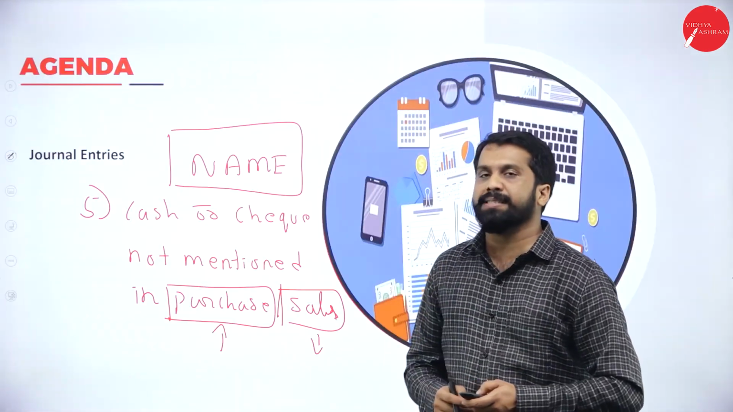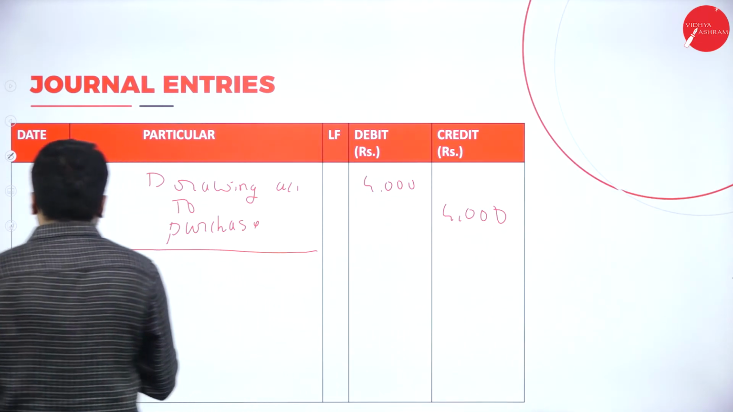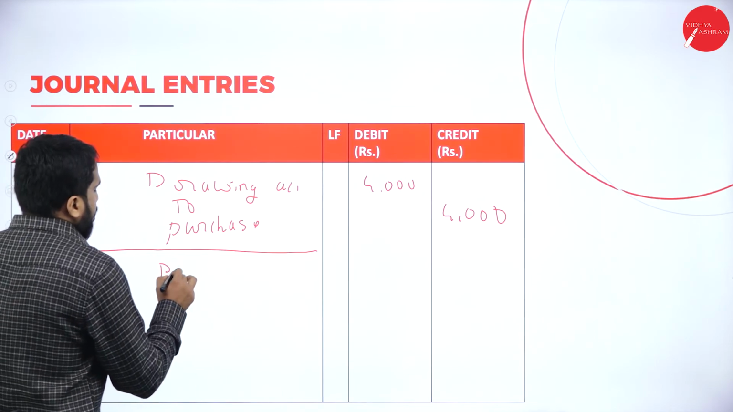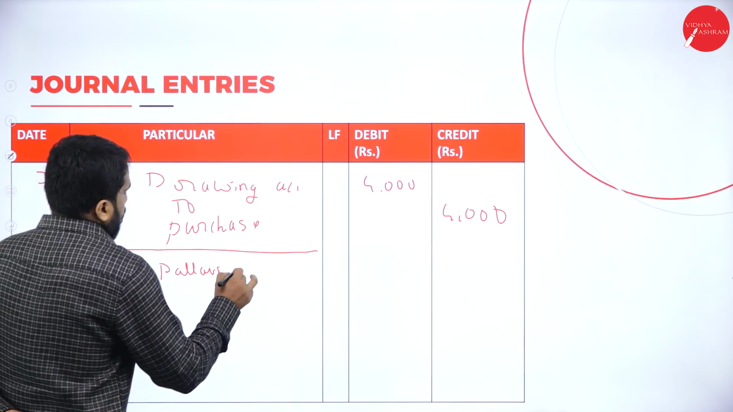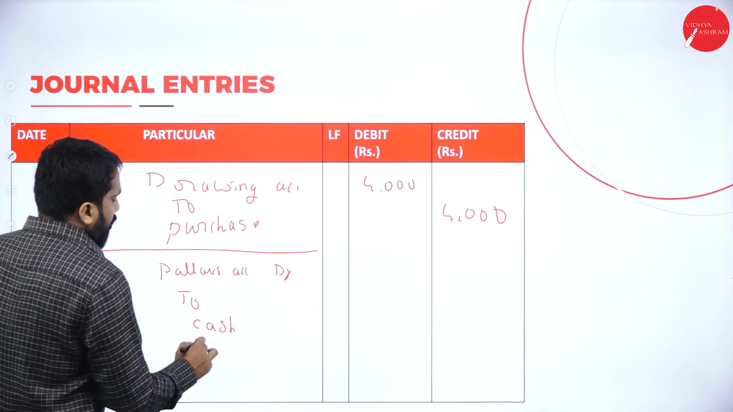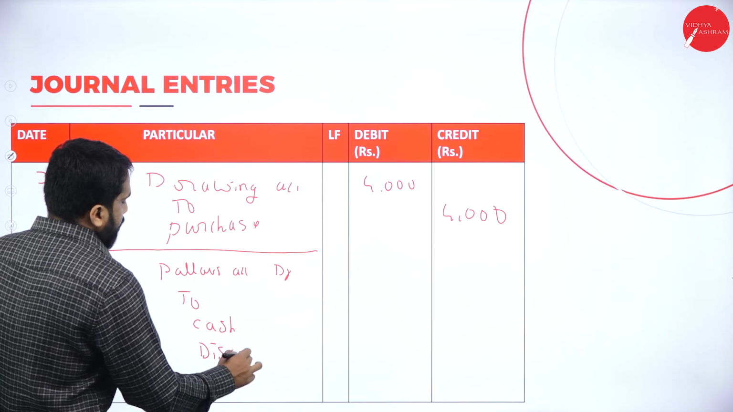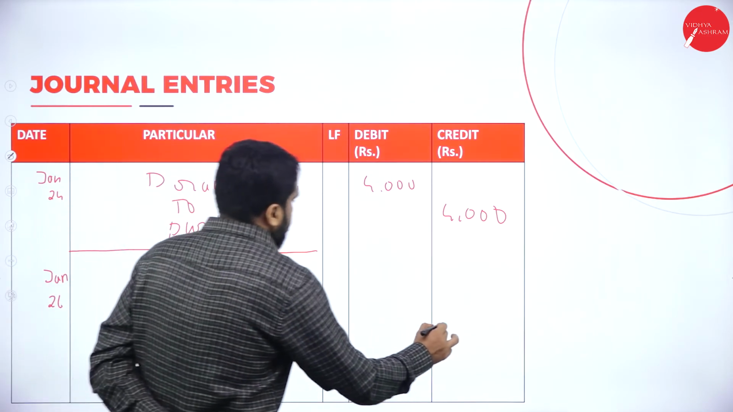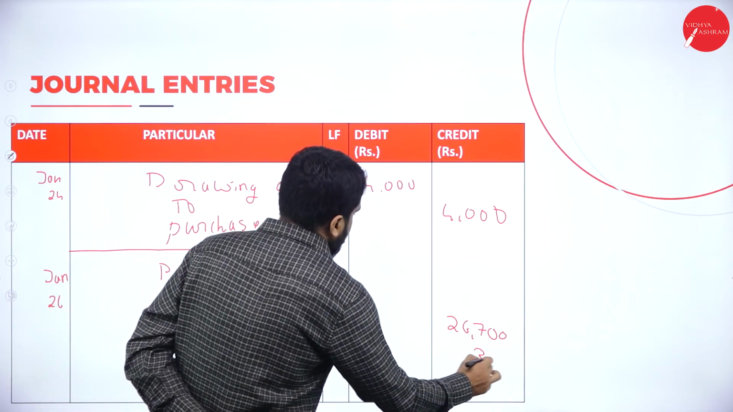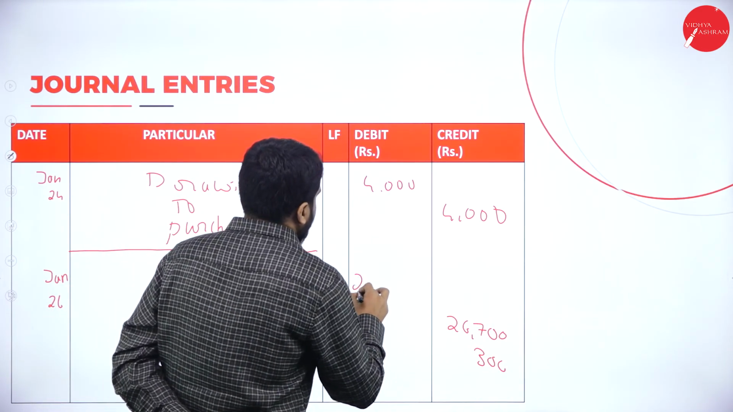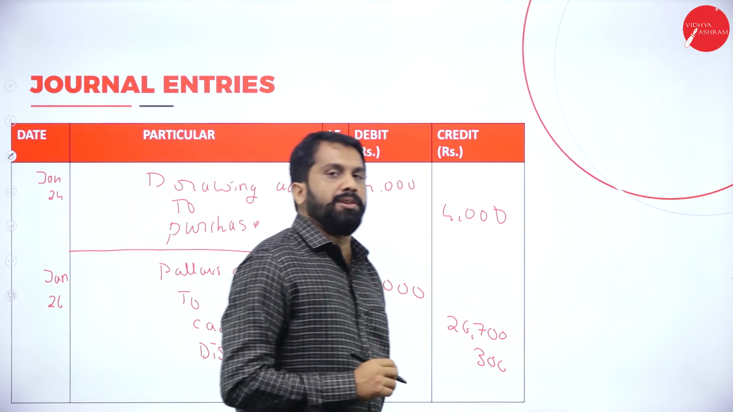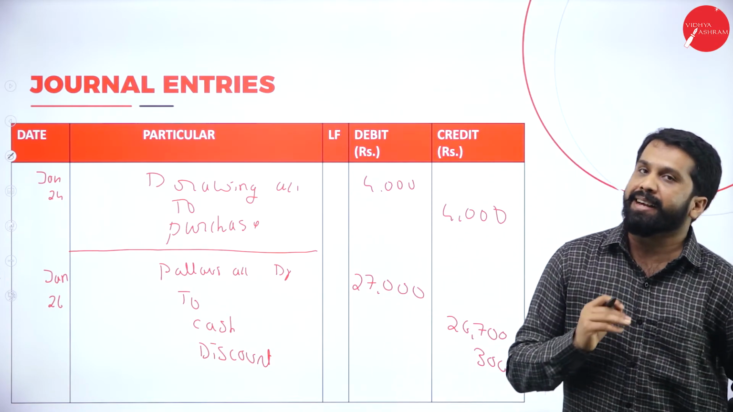January 26th. Now, in this, Pallavi account debit to cash because you are paying. Along with cash, discount also comes. What is your cash? 26,700. What is your discount? 300. If you add both, it will become 27,000. Clear? So your debit side should match with the credit side also.